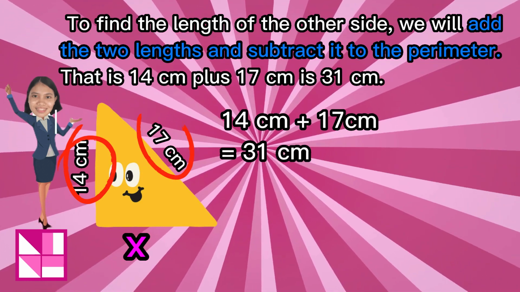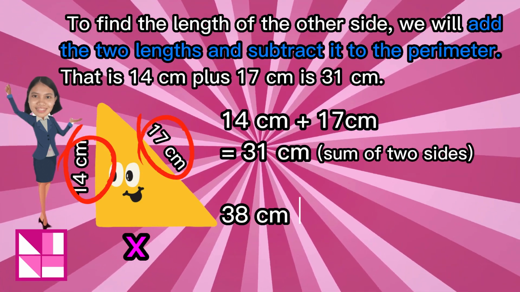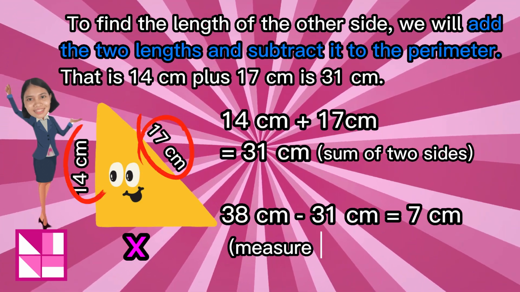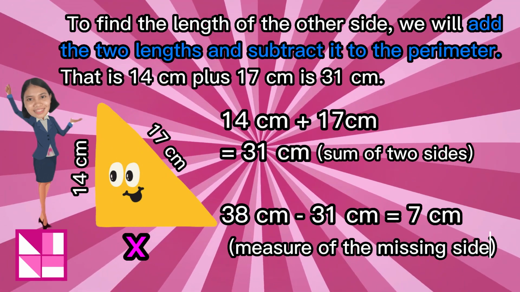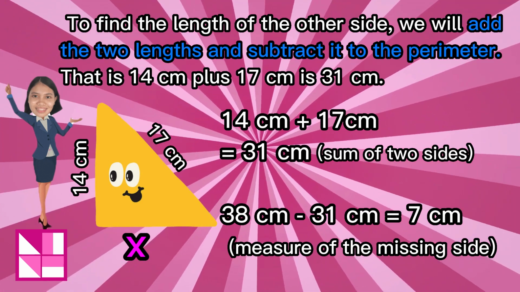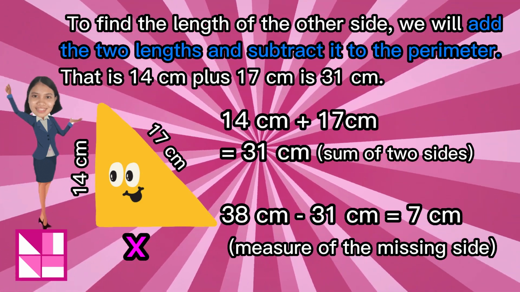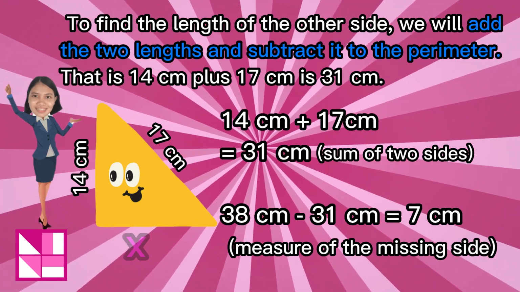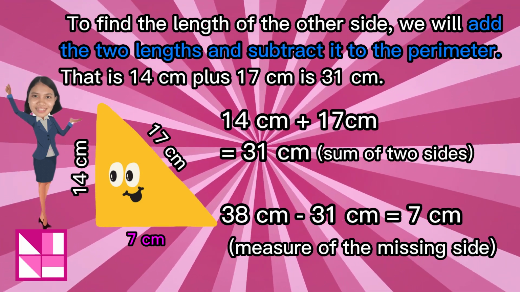That is 14 cm plus 17 cm is equal to 31 cm. Then, we subtract it from the perimeter, which is 38 cm. Now, we have the length of the other side, which is 7 cm.